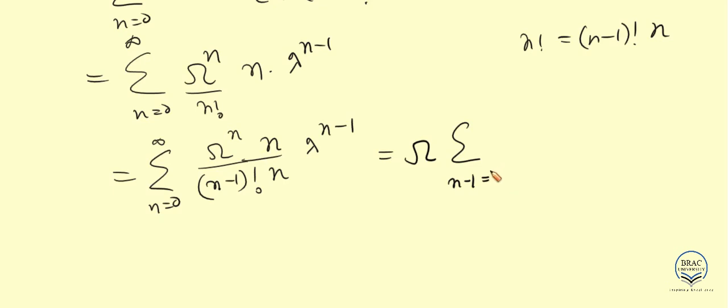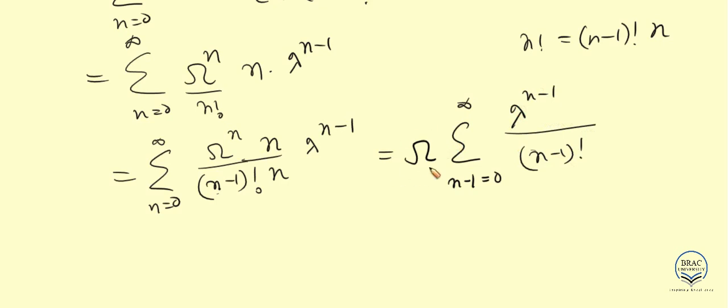So the idea for this is that when n equals 1, the denominator will have a 0 factorial, which is defined to be 1. And if you just start from n minus 1 from 0 to infinity, now let's see what happens. Here you will have lambda to the n minus 1. This is a number, so you can put it anywhere you want.